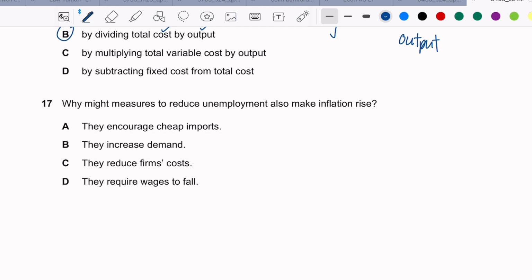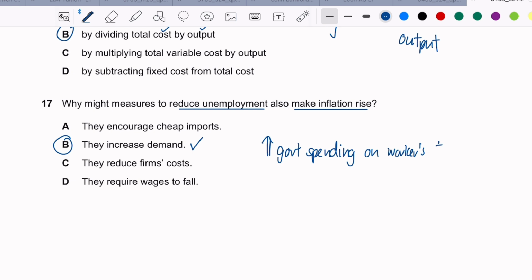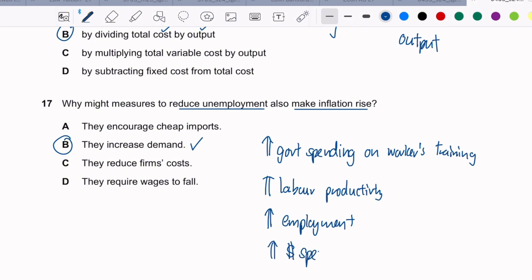17. Why might measures to reduce unemployment also make inflation rise? When the government plans to reduce unemployment through increasing government spending on workers' training, the labor productivity increases, so more people get jobs. However, as employment increases, workers have more income to spend. This leads to higher demand for goods and services, causing demand pull inflation. So we know that this B is the correct answer.